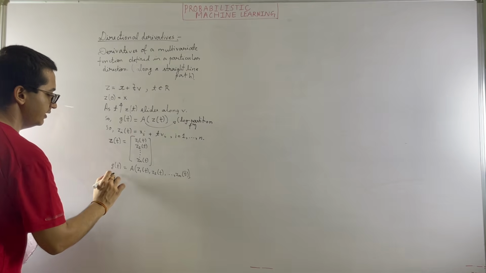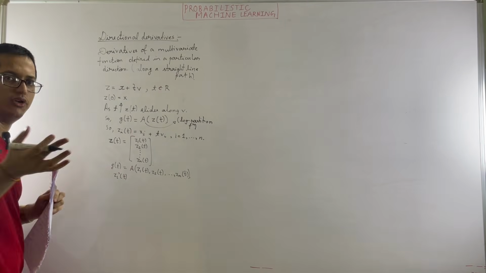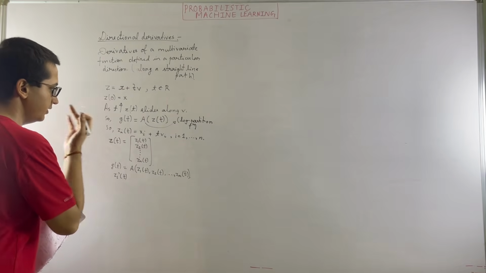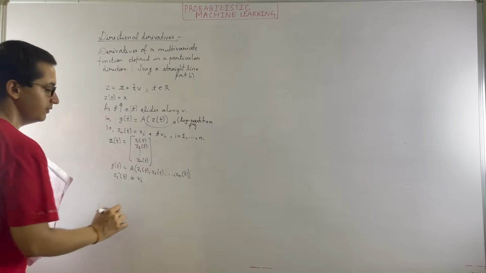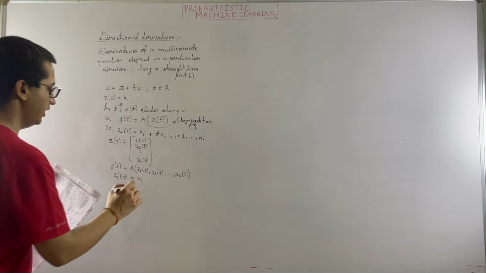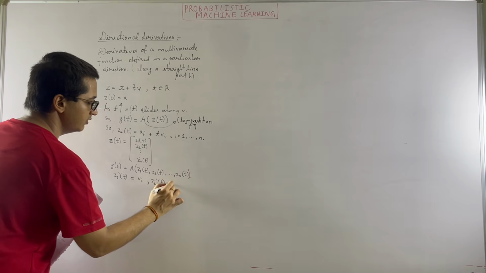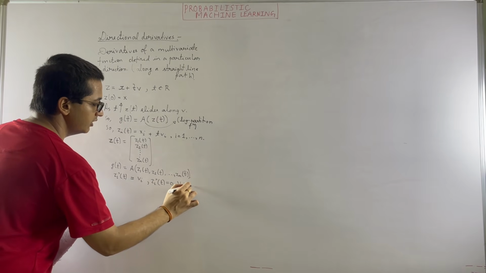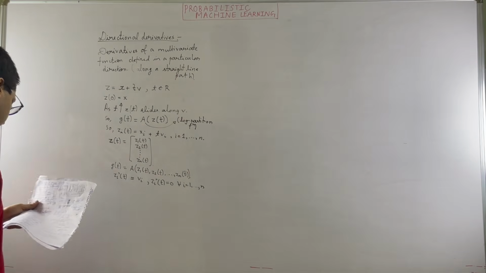If I take the derivative of zi of t, of course with respect to t because it's a parameter of t, then what do I get? I get vi. And if I take a double derivative, it is 0. Clear? For all i between 1 and n.